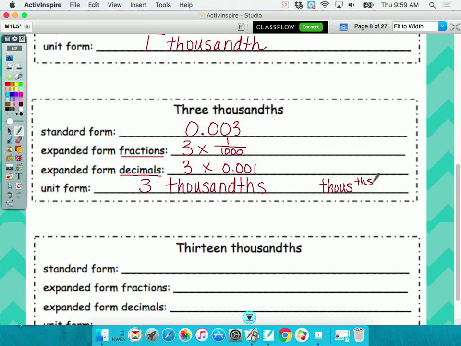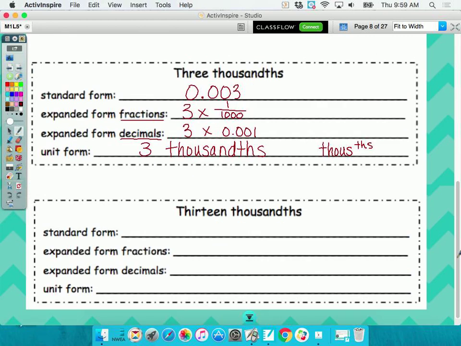Okay. Okay, so going down, one more problem. This is 13,000ths. So how would I write? Now the 3 is in what place value? The thousandths. So let's work backwards on this. And the 1 is in the hundredths. What goes in the tenths? 0. So that's how you write 13,000ths in standard form.